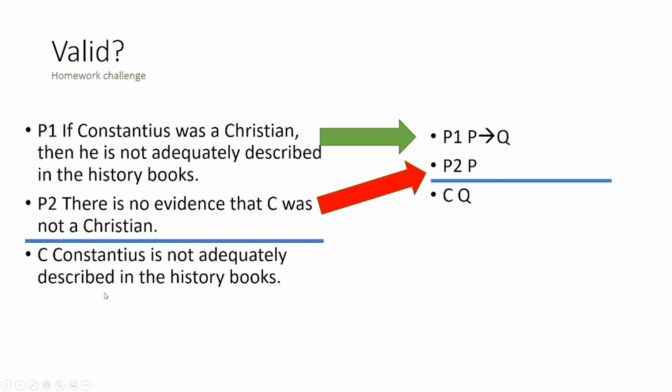And then you would move to the second premise, and that says there's no evidence that Constantius was not a Christian. You might have interpreted that as a confirmation of P, so a confirmation of Constantius being a Christian. But strictly speaking, you cannot do that. Saying there's an absence of evidence isn't the same as saying there's evidence of absence, right?